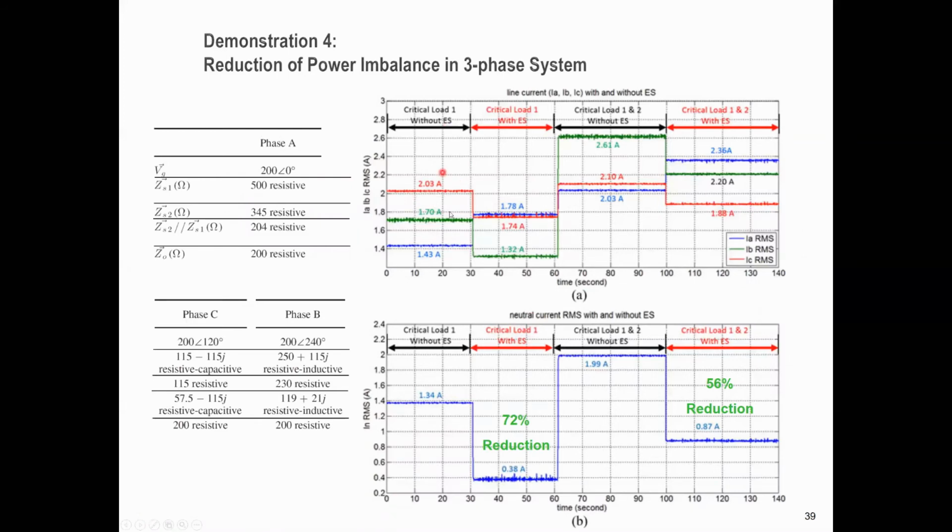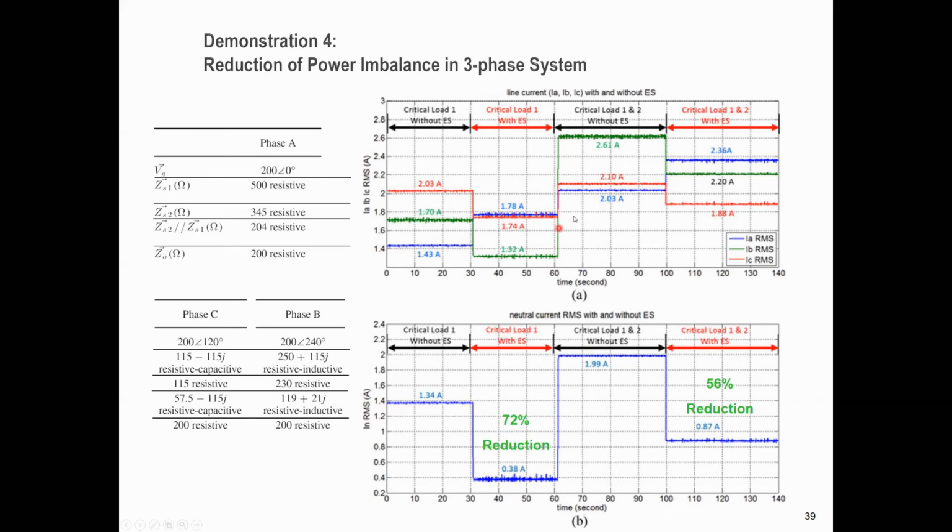Here we have a three-phase system. For the first three-phase load, you can see the three-phase currents are not the same. And as a result, we have a large neutral current circulating in the building. Okay. Now we activate the spring, the phase spring, to reduce the power imbalance, and you can see that the neutral current is now reduced to a fairly low value.